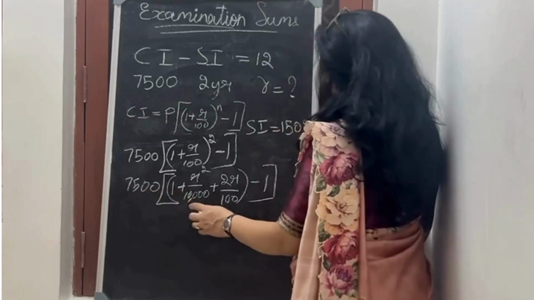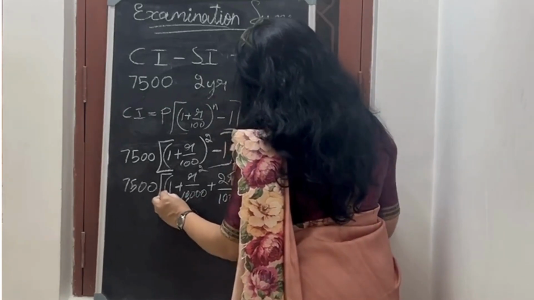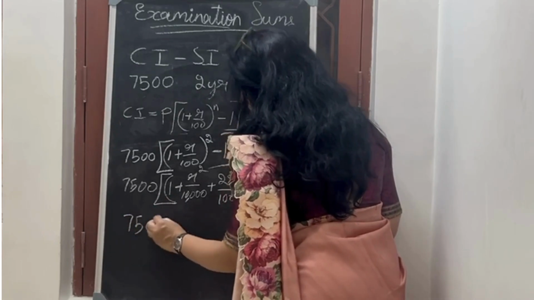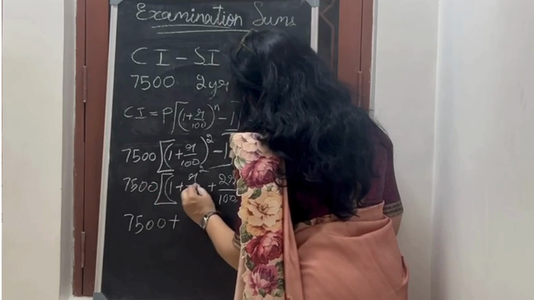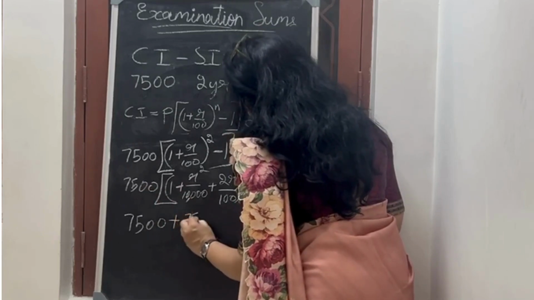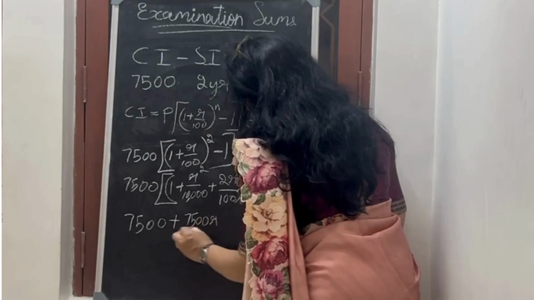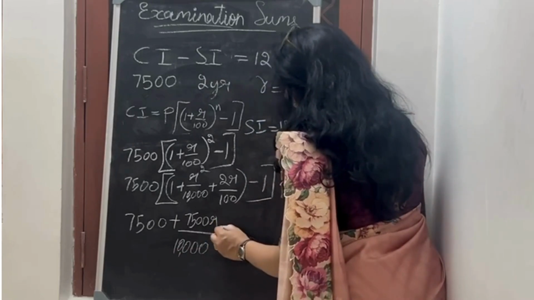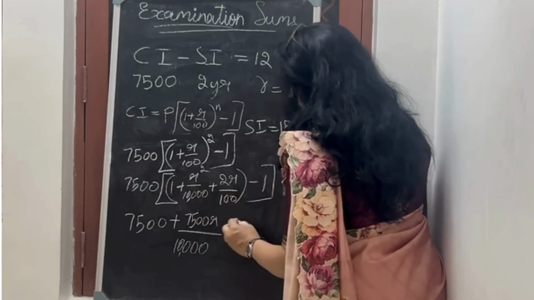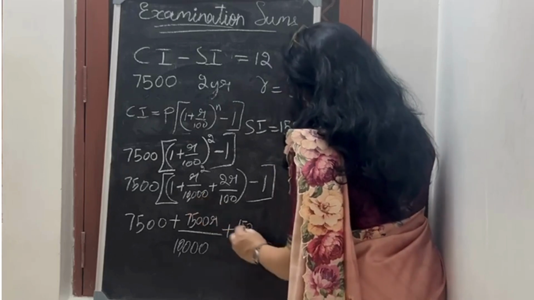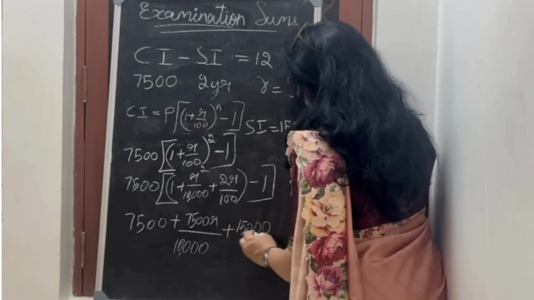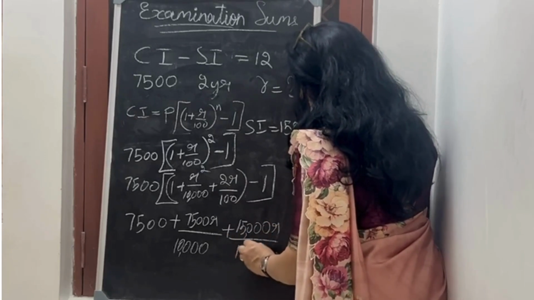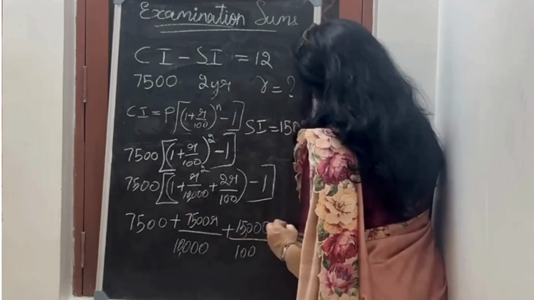What do I have to do now? Multiply with this one. So how will I do this? 7,500 into 1 is 7,500 plus this will be 7,500 R by 10,000, then plus 2, it will be 15, 150 plus 2 zeros, which is 15,000 R by 100, minus 1 into that is 7,500.